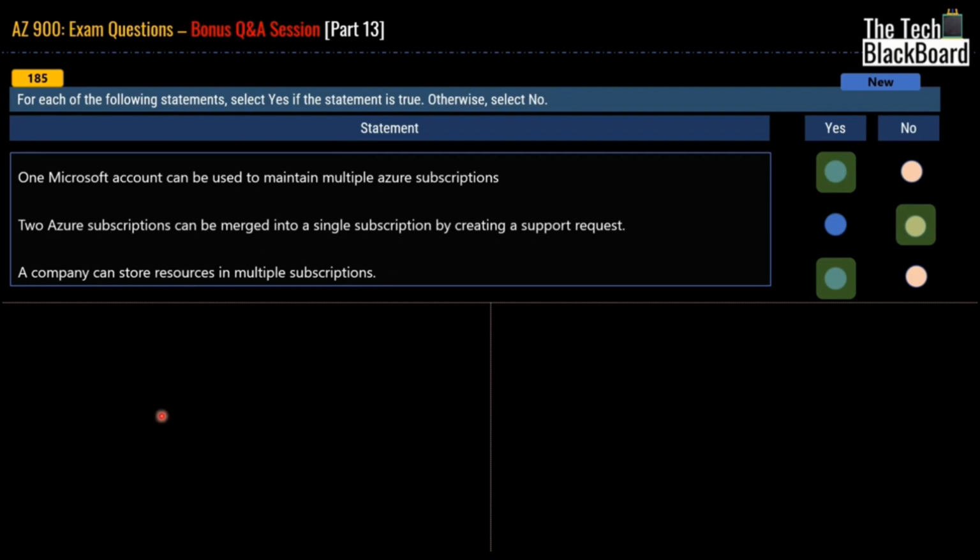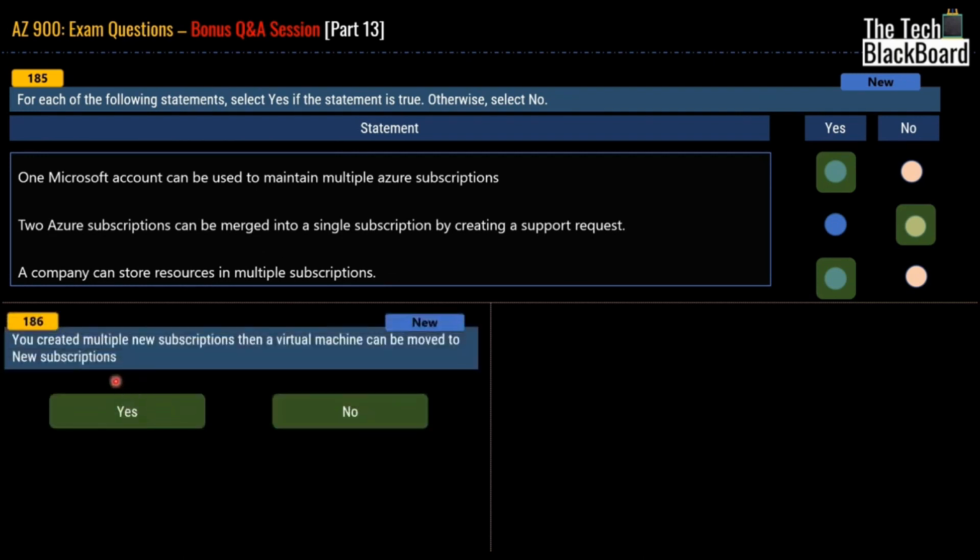Now let's move to question number 186. It says that you created multiple new subscriptions, then a virtual machine can be moved to a new subscription.